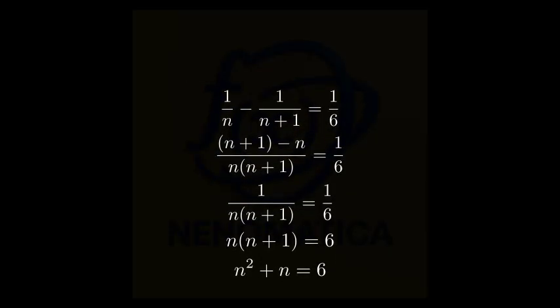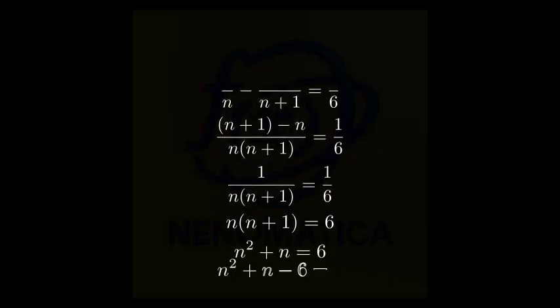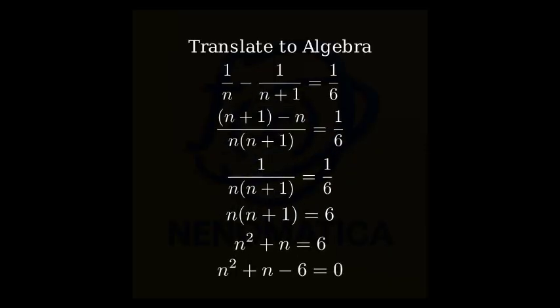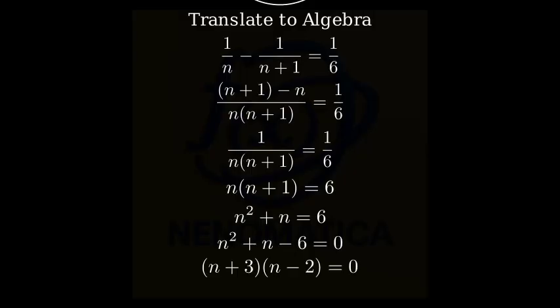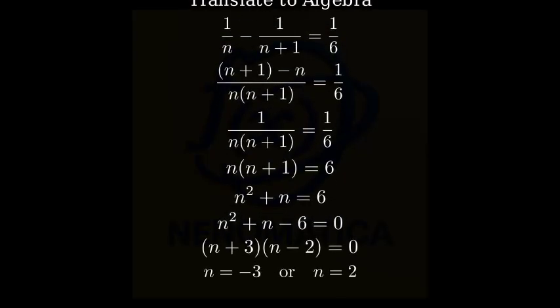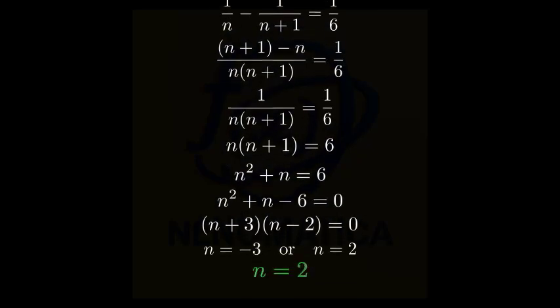Expand to n squared plus n equals 6. Move everything to one side. n squared plus n minus 6 equals 0. Factor the quadratic. We get (n plus 3) times (n minus 2) equals 0. The possible roots are negative 3 and 2. Since the number of people must be positive, n equals 2.